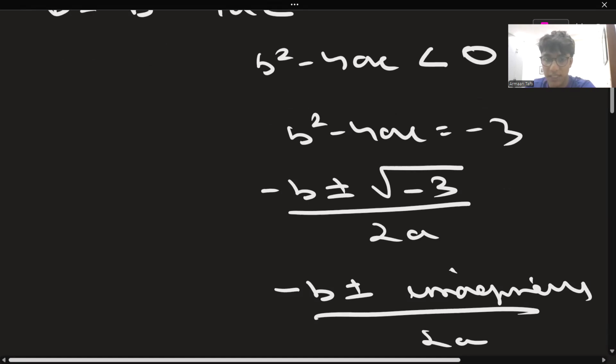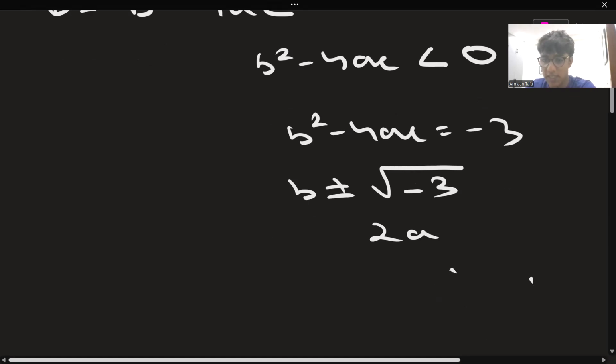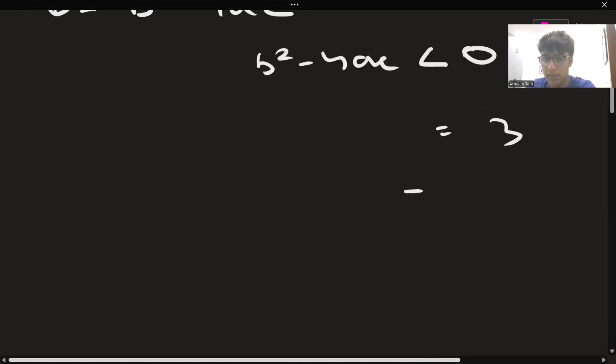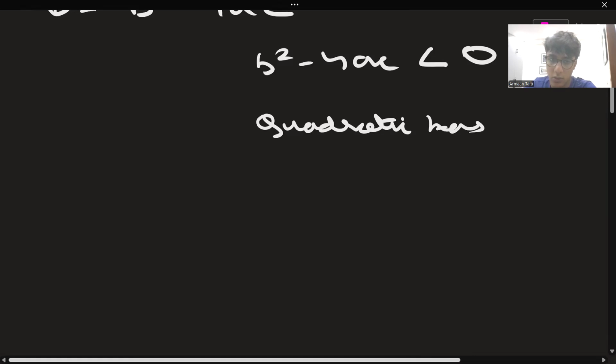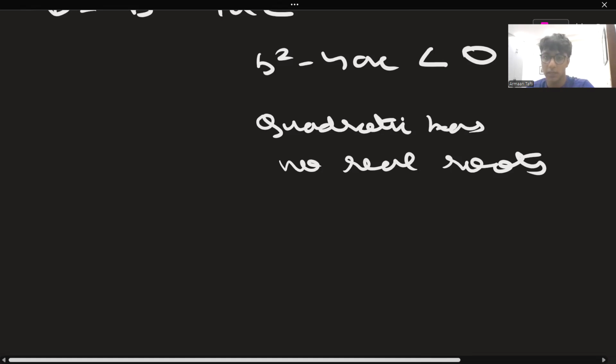Which is why, if b square minus 4ac is ever less than 0, what we infer from this is that our quadratic equation has no real roots. Please note this down. This is very important, and you won't only need this in 10th grade, but also in higher classes. Now, I also want to tell you, with an example, what happens if b square minus 4ac is equal to 0. This is a special case.